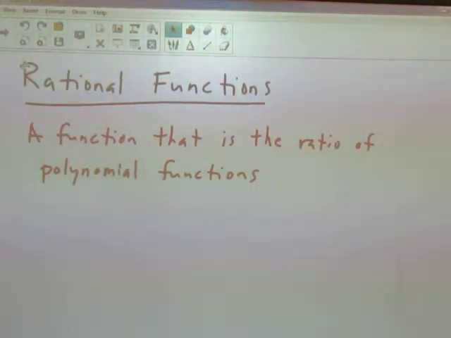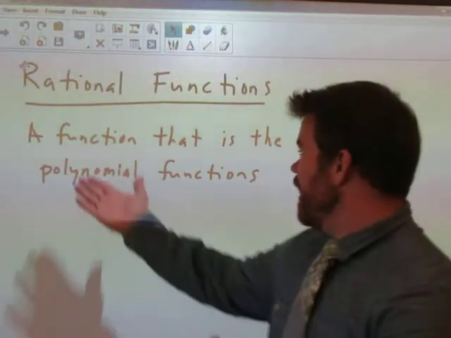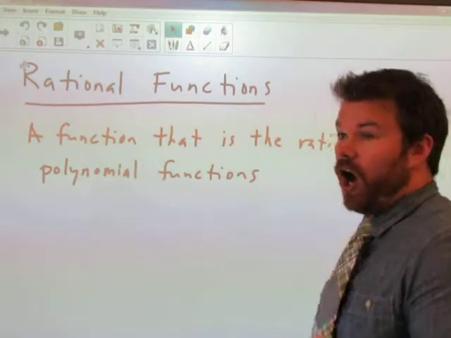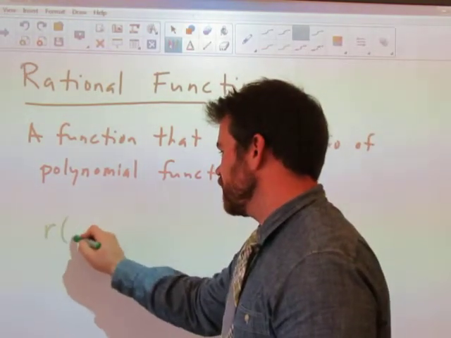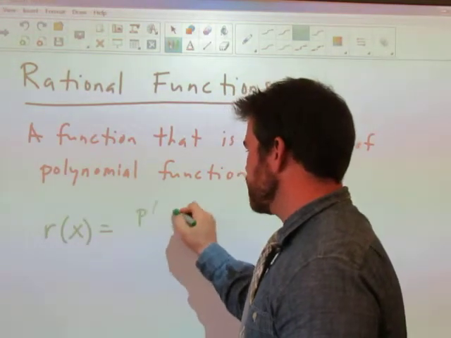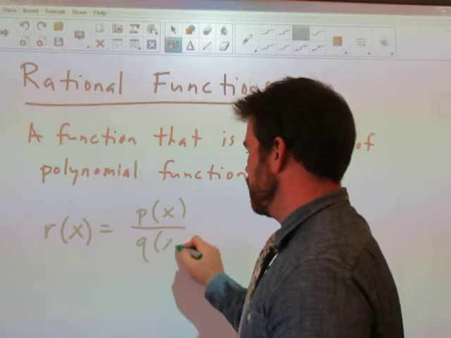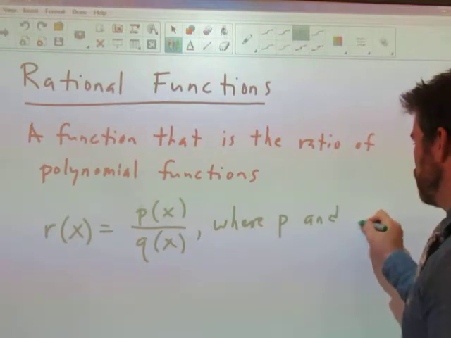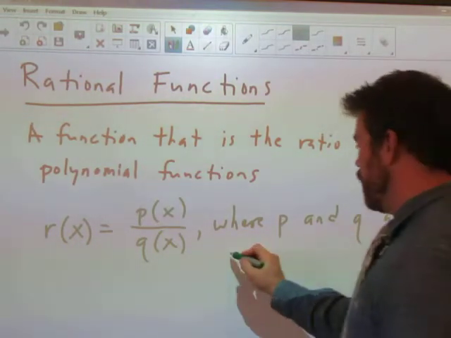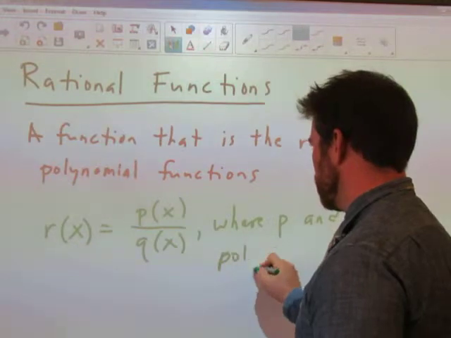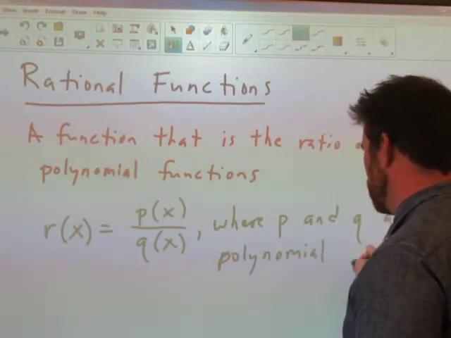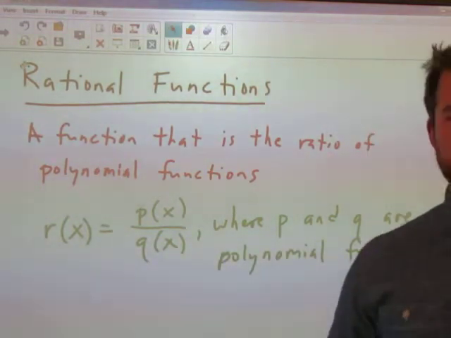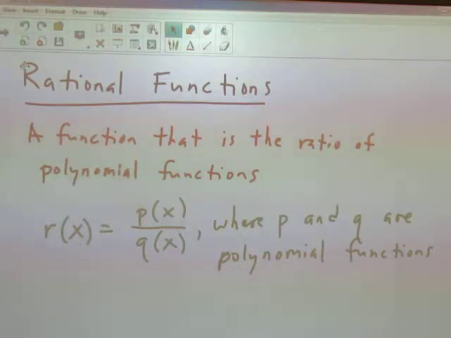Okay, so very simple idea. This function is the ratio of polynomial functions. So we're going to call a rational function r of x, very clever of us, equals p of x over q of x, where p and q are polynomial functions. So very, very simple idea. We're just taking two polynomial functions and we're dividing them.